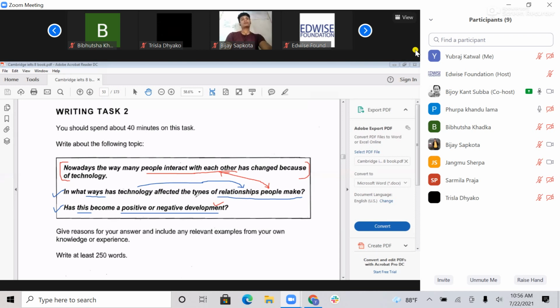Paraphrase, and the last much you thesis statement. Let's call this the thesis statement. Okay, in your thesis you'll have to be very clear whether it's been a positive or negative effect. So you could say, all in all, though there are a lot of negative developments as well, I personally feel that technology has positively affected the way we build our relationships.